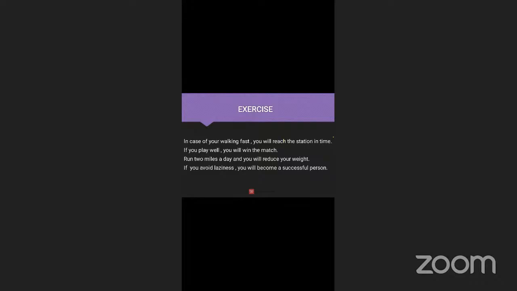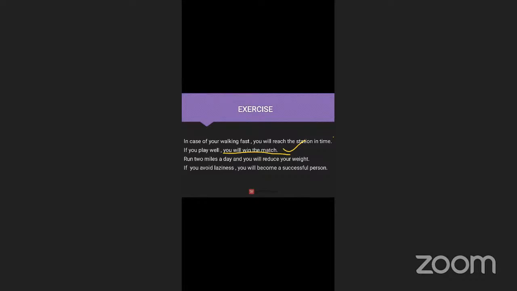What kind of sentence is given? Simple, compound or complex? Since if is used, it is a complex sentence. If you play well. What is the main clause here? You will win the match is the main clause.